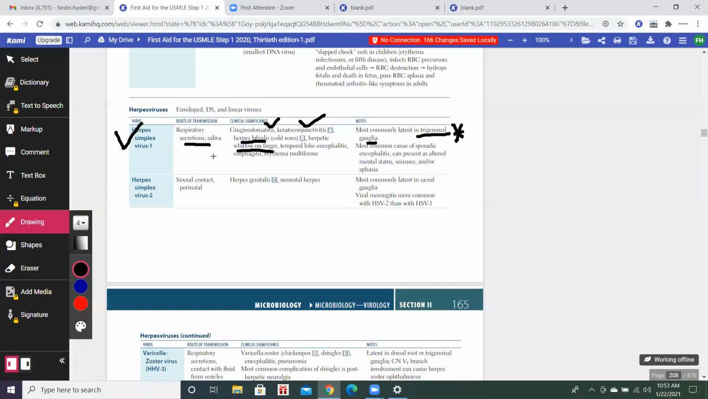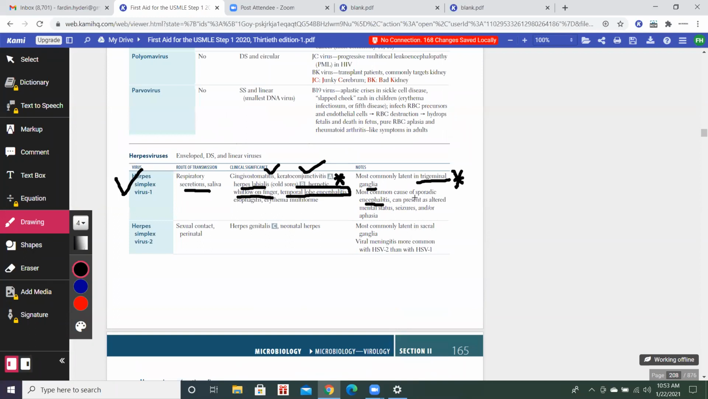And then temporal lobe encephalitis. I do not want you guys to ever forget the fact that HSV1 is responsible for causing viral encephalitis, okay? Especially temporal lobe encephalitis. Whenever you see a question about viral encephalitis, think about herpes simplex 1. Herpes simplex 1, that's that. This is the most common cause of sporadic encephalitis and can present as altered mental status, seizure, and aphasia.